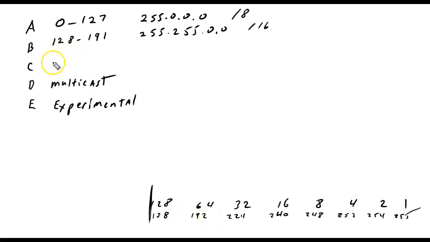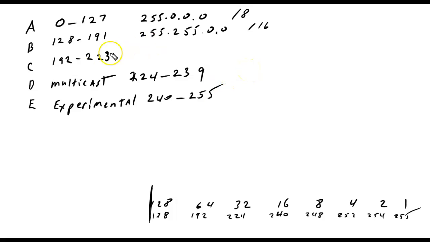Class C addresses, 192 to 223. Multicasts, 224 to 239, and then all the Class E's are 240 up through 255. This, by the way, Class C, is 255.255.255.0 or /24. All right.